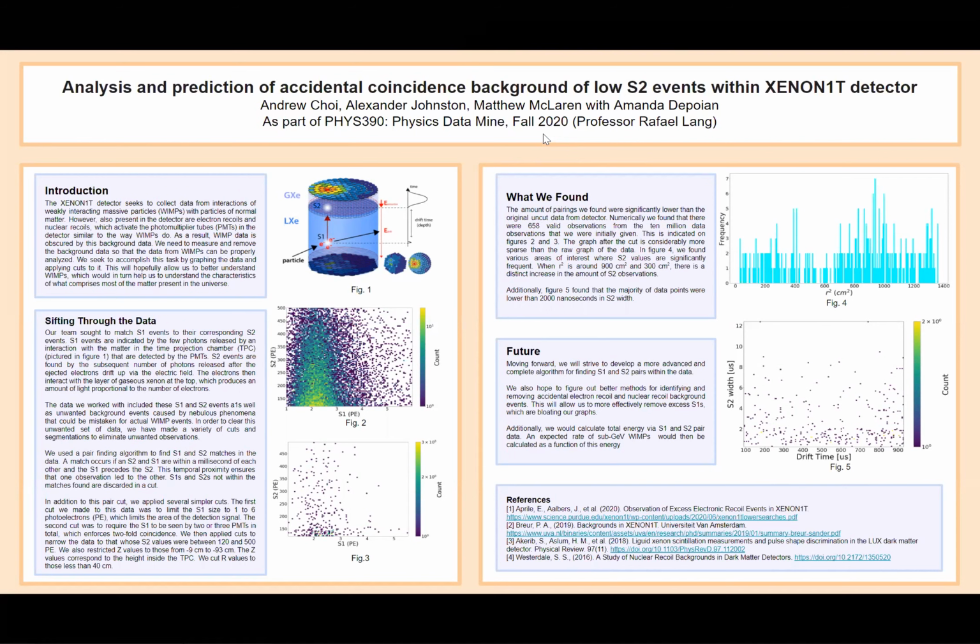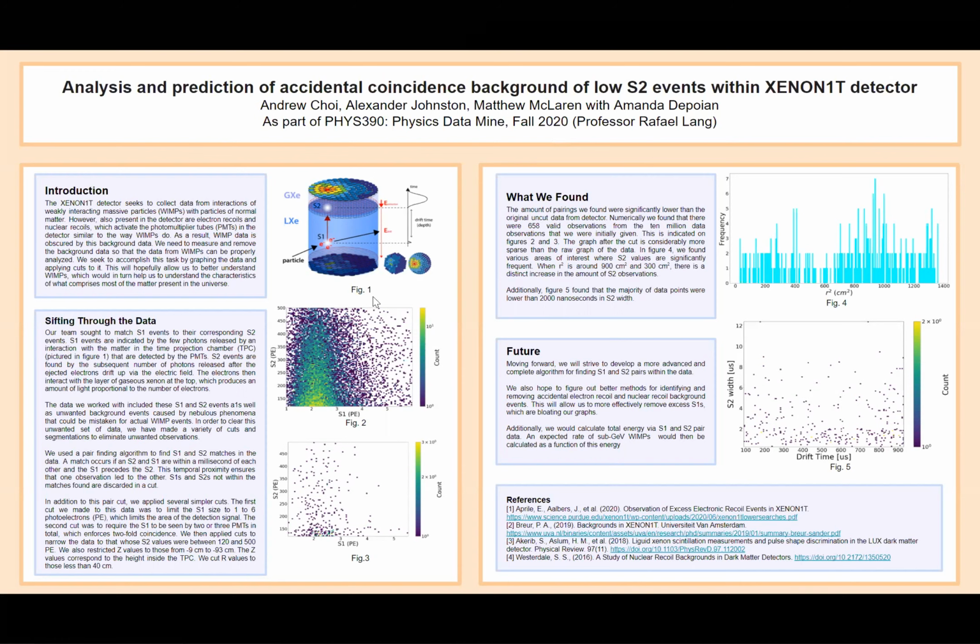So S1 events are scintillations caused by WIMP interactions with liquid xenon in the detector. Electrons ejected during the S1 flow up the electric field present in the detector to the gaseous xenon interface at the top. And this is where an S2 event occurs, which releases an amount of light proportional to the number of ejected electrons.